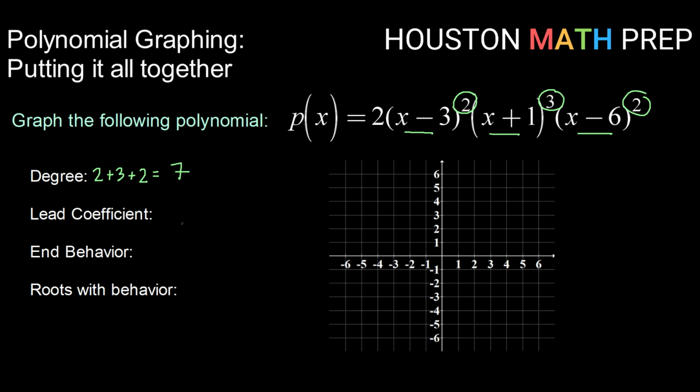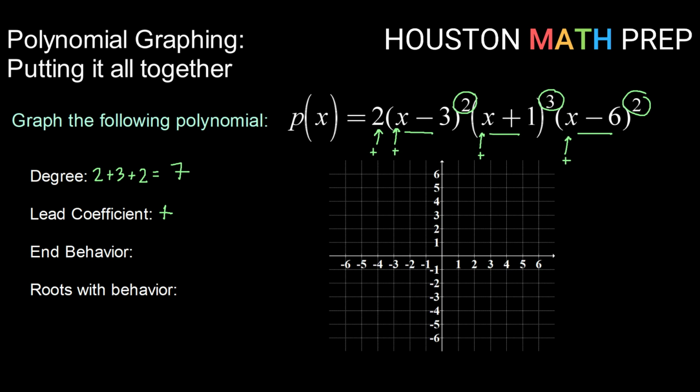Next, let's jump into our lead coefficient. So lead coefficient, we're really only concerned with the sign. So I'm going to multiply all of my lead coefficients to see what my sign would be. So here I have a lead coefficient of 2. That's a positive. Times a positive x in here. Times a positive x in here. Times a positive x in here. So we have positive times positive times positive times positive, which would be a positive overall result.